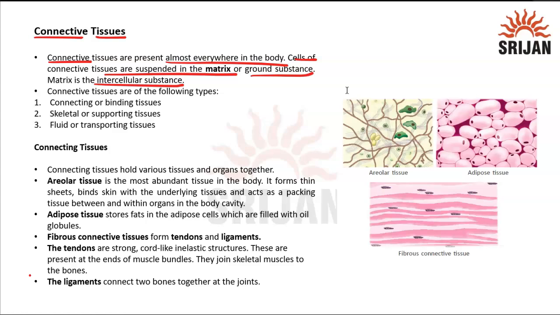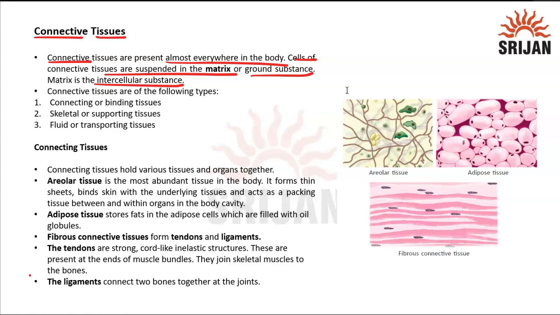Okay, and matrix is the intercellular substance, the substance which is present within the gaps of the cells, not within the cells but within these gaps that are there between the cells, so that all the gaps and all these areas are filled with these connective tissues. Okay, and that is why they're present almost everywhere.